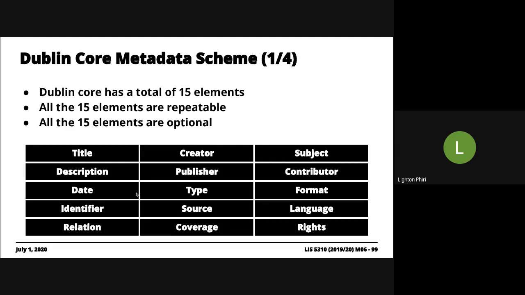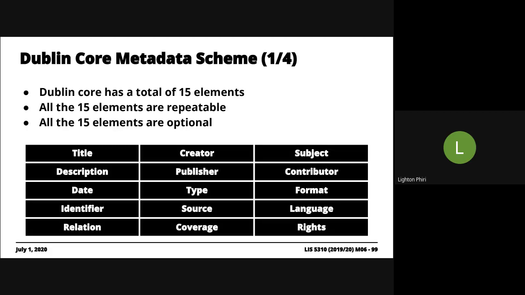In the event that the coverage or the relation is not important, in the case of ETD metadata, for instance, what you do is you just omit the elements, right? And you can omit them because Dublin Core elements are optional. In fact, it's so funny because you can choose not to use any of the elements, actually.